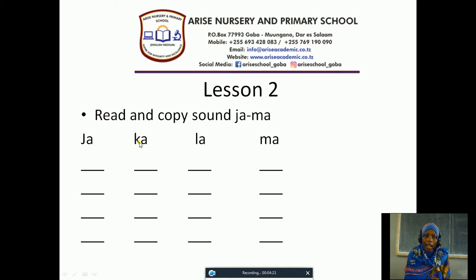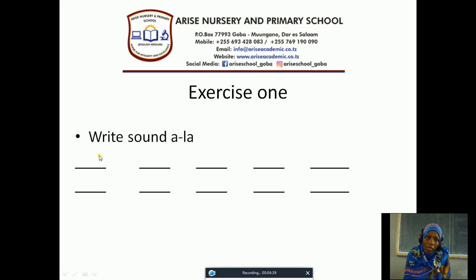Ja, ka, la, ma. Let us read again. Ja, ka, la, ma. Now we have learned sound A up to ma. Okay, exercise 1 in lesson 2, you are going to write sound A up to la. It means you are going to start A, ba, ka, until you reach sound la.